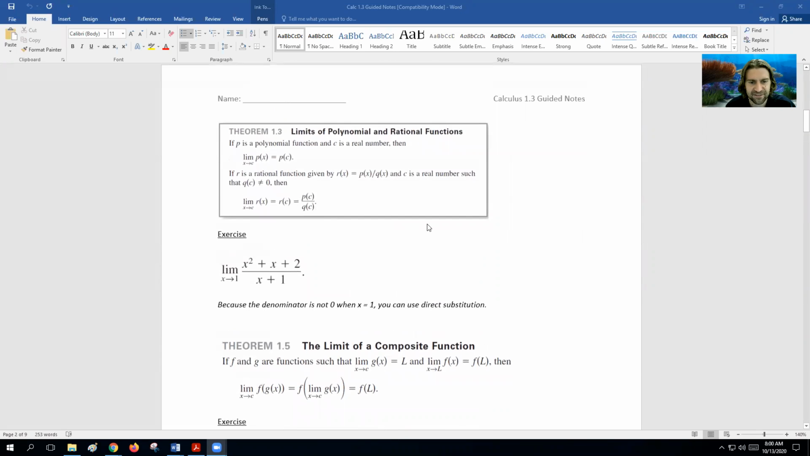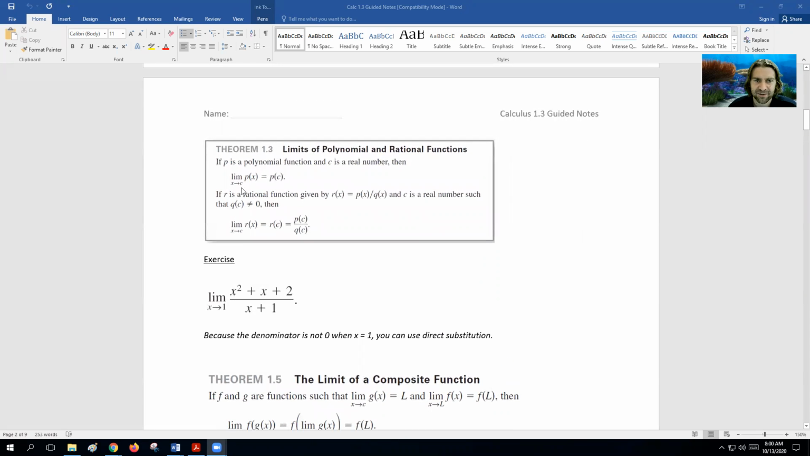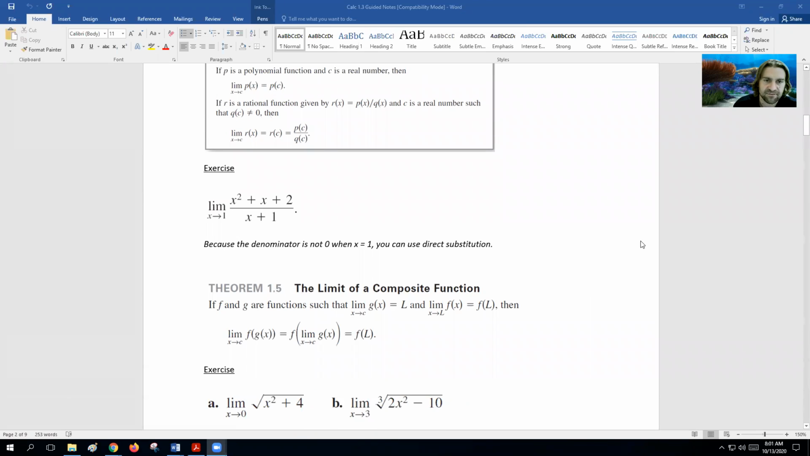So here's the fancy definition here: if P is a polynomial function and C is a real number, then the limit as x goes to C of P of x equals P of C. So if we can plug it in, it will work. Now, if R is a rational function, given that R of x equals P of x divided by Q of x, basically meaning we have a function that is two separate functions being divided by each other, and C is a real number such that Q of C does not equal 0, then we plug it in. So basically, this is saying if we have a fraction here, if we ever can just plug it in, we're going to plug it in.